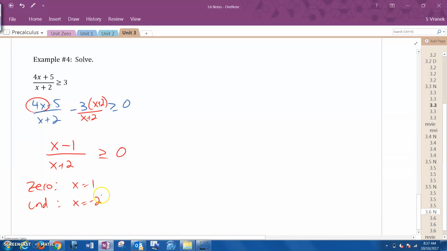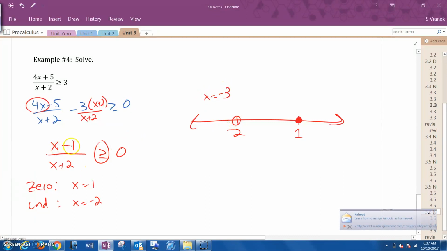And so again, we have a closed circle for the 0. So here's negative 2, here's 1. We close this circle up because we're going to include that, but we're not going to include that. And now what I would do is I would solve this here. It's probably easier. If I put negative 3 in, negative 3 minus 1 is negative, that's positive. Between negative 2 and 1, you can put 0. If you put a 0 in, you get negative. And then if you put like 2 in, you get positive. And we want positive because it's saying greater than or equal to 0.